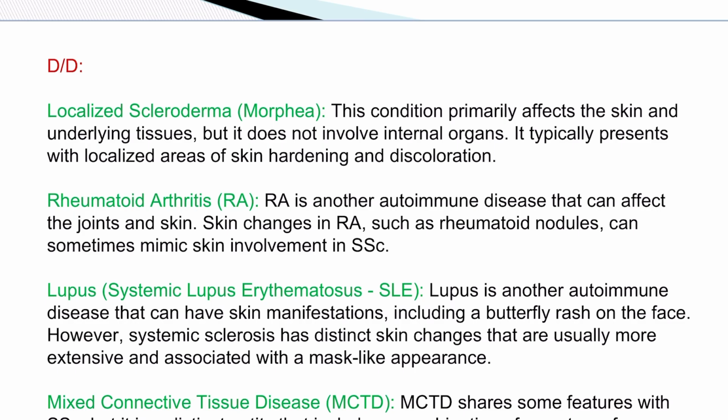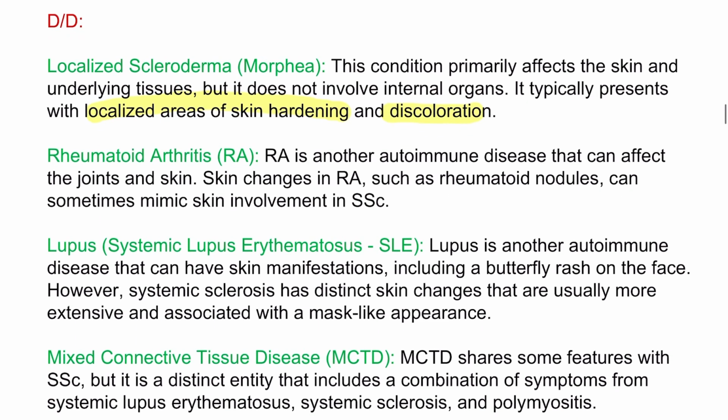Localized scleroderma or morphea, well, this condition primarily affects the skin and underlying tissue, and it does not involve internal organs. And usually there is a localized area of skin hardening and discoloration. So not applicable to this patient. Rheumatoid arthritis is another autoimmune disease that can affect the joints and skin. But for skin changes in rheumatoid arthritis, we normally see rheumatoid nodules, and these can sometimes mimic those involved in systemic sclerosis.